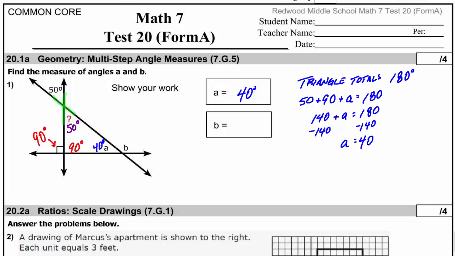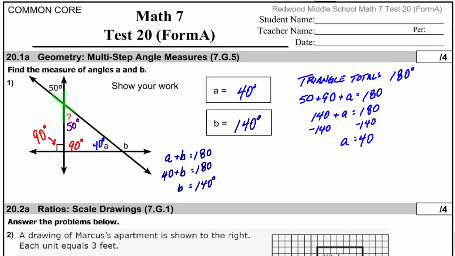For B, we know that A and B are supplementary angles, just like the two 90s were supplementary. They total 180. A plus B also totals 180. So if we know that A is 40, then we know that B has to be 140. And there's your answer to problem number 1.